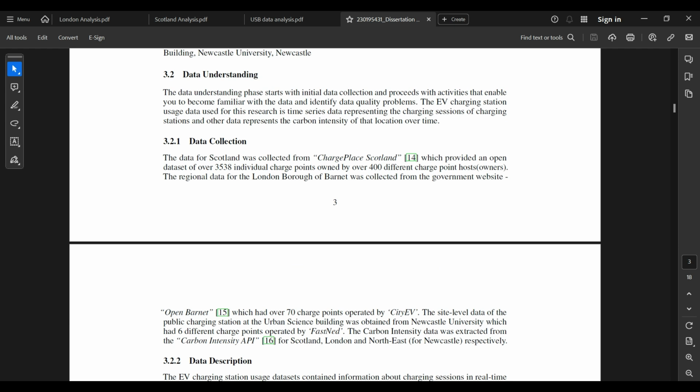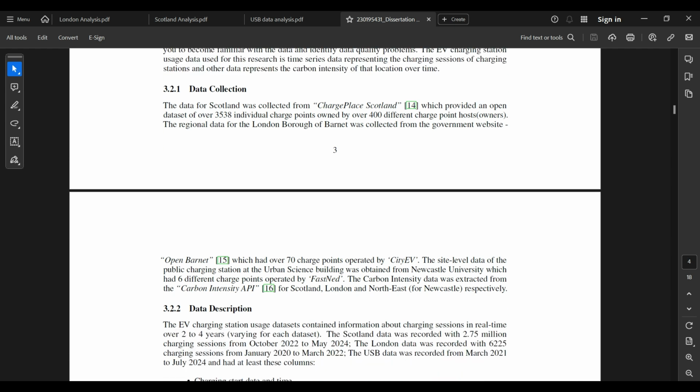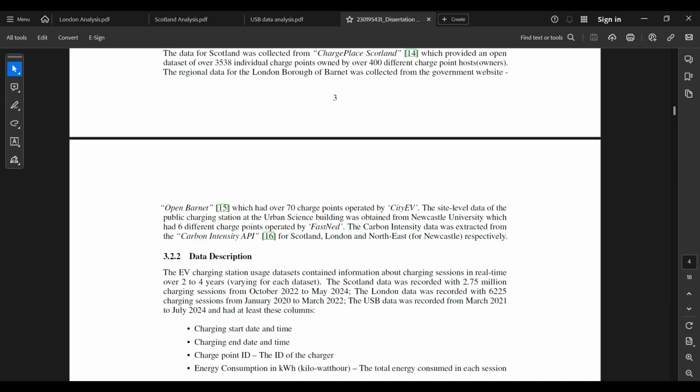For this, the first step is the collection of data. I have collected it from public sources like ChargePlace Scotland and Open Barnet for Scotland and London data, respectively. I've collected the data of the Urban Science Building from Fastnet, and the carbon intensity data was extracted from the Carbon Intensity API for each region, respectively.